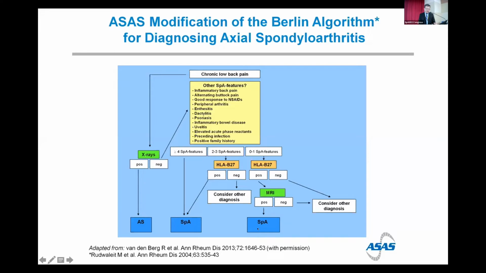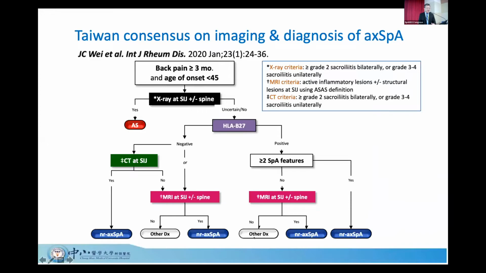So this is a global consensus, but we think in Taiwan or in Asian countries, we should have a different situation because of the availability of tests or the cost. So we do publish that guideline. We raise a different role of CT. You can see the X-ray, B27, and MRI, which is the similar part to the ASAS guideline. But in our Taiwan consensus, we add the CT before MRI in some cases, in case the MRI is unavailable or there is a cost issue.